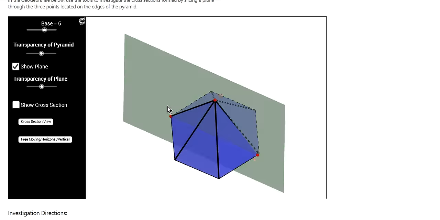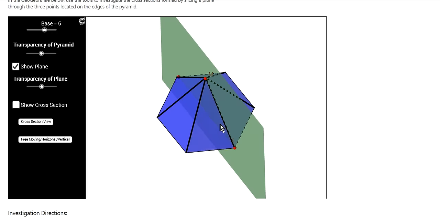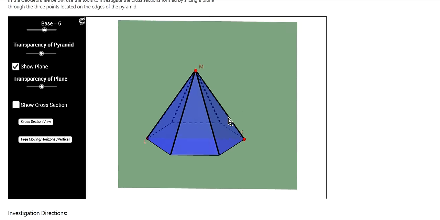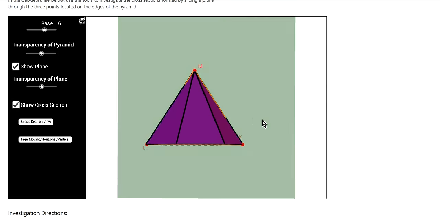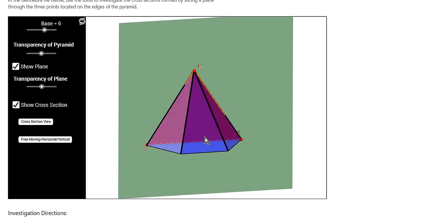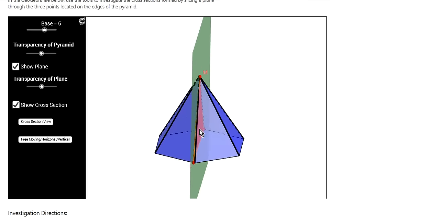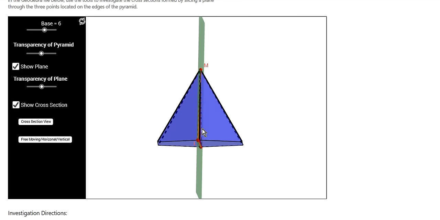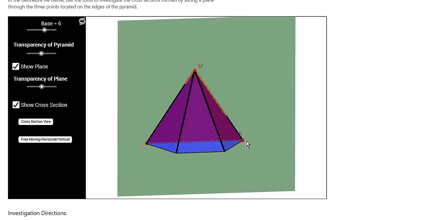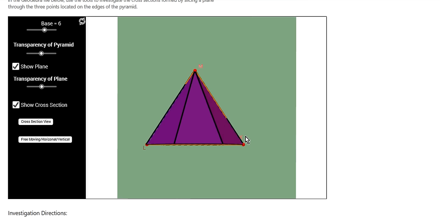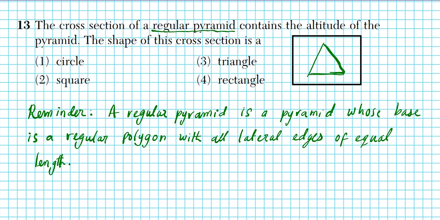That's showing the intersection of the plane and the hexagonal pyramid. And you can see what the cross section is. What is it? The cross section is a triangle. Okay, so that clearly shows that if the cross section of a regular pyramid contains the altitude, then the cross section is going to be the shape known as a triangle. So that clearly shows that our answer for problem number 13 is option number 3.